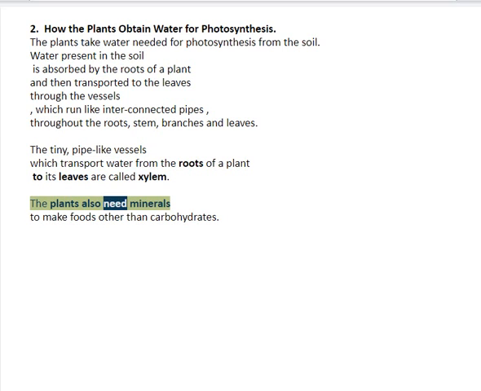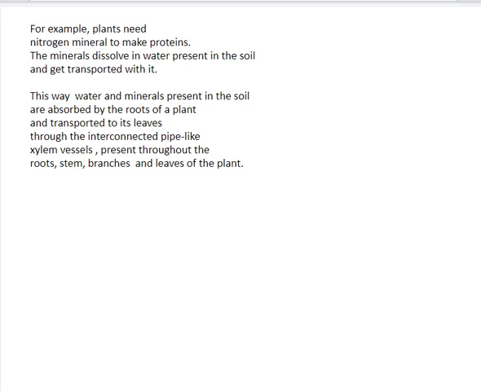The plants also need minerals to make foods other than carbohydrates. For example, plants need nitrogen mineral to make proteins. The minerals dissolve in water present in the soil and get transported with it. This way water and minerals present in the soil are absorbed by the roots of a plant and transported to its leaves through the interconnected pipe-like xylem vessels present throughout the roots, stem, branches and leaves of the plant.